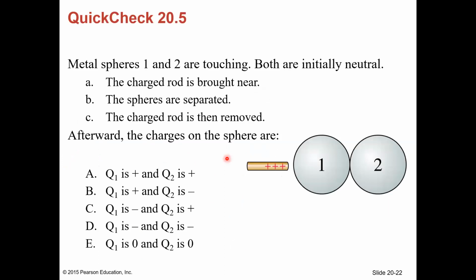All right, so let's try a couple examples, and then we'll wrap up this introduction to charges. So metal spheres 1 and 2 are touching. Both are initially neutral. The charged rod is brought near. Then the spheres are separated, and then the charged rod is removed. So let me draw each step. So this is step A, right?